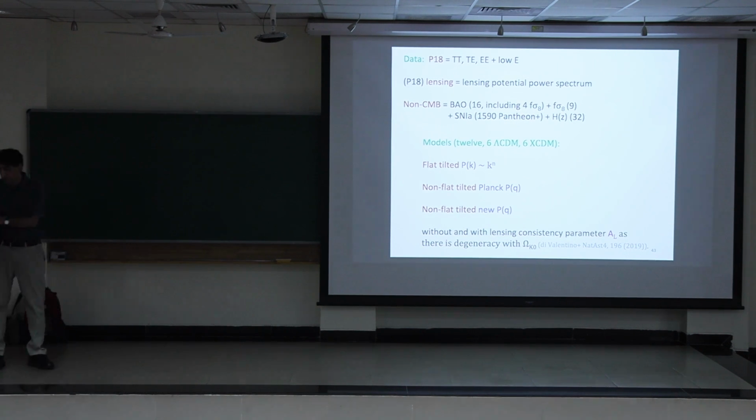I'm going to show you results here for 12 different models, so it's going to get a little messy. We have 2 different forms of dark energy, lambda and X, and there are going to be 6 lambda CDM models and 6 X CDM models. There are 3 different power spectra: the flat, tilted, k to the n; the non-flat, tilted Planck version of the power spectrum; and the non-flat, tilted version of my power spectrum. So that gives you 3 of these and 3 of these.